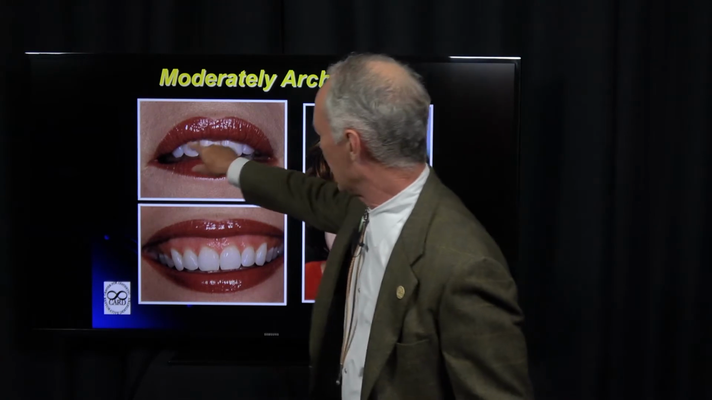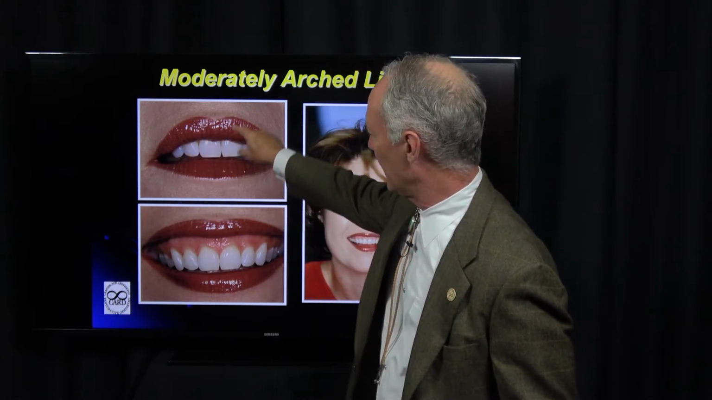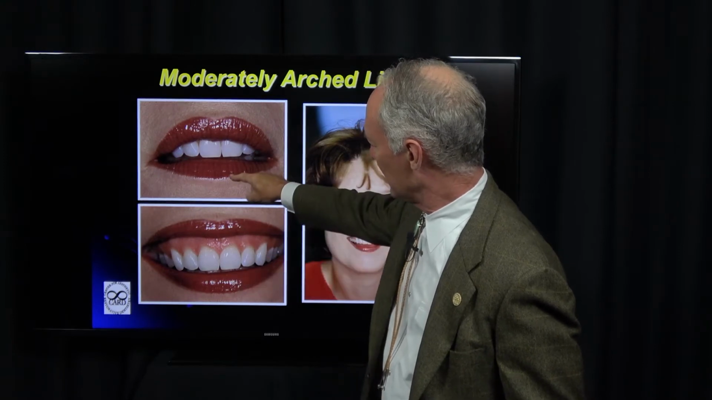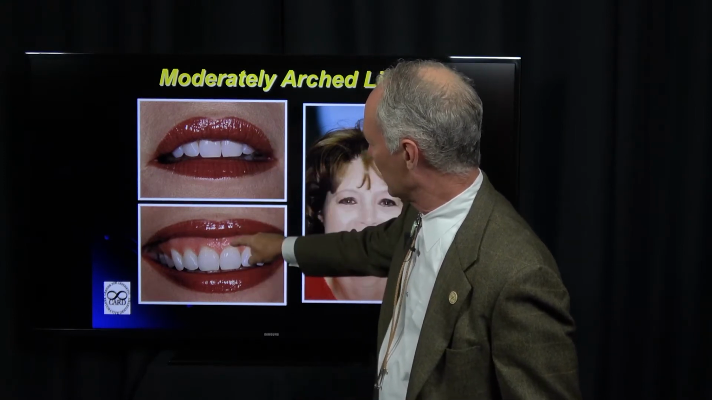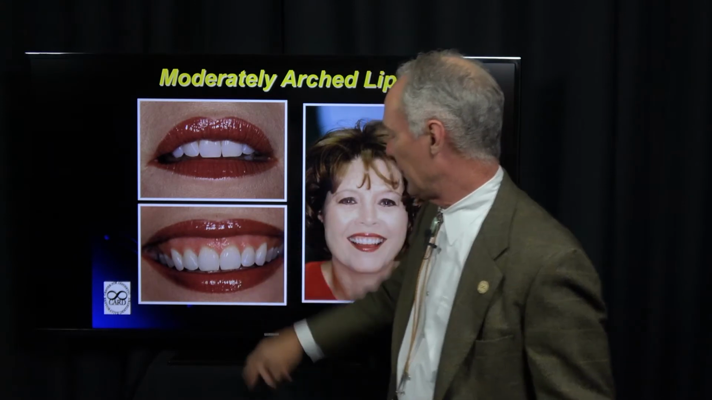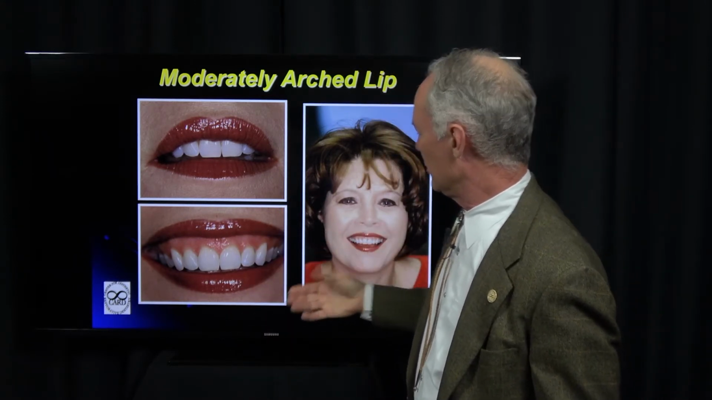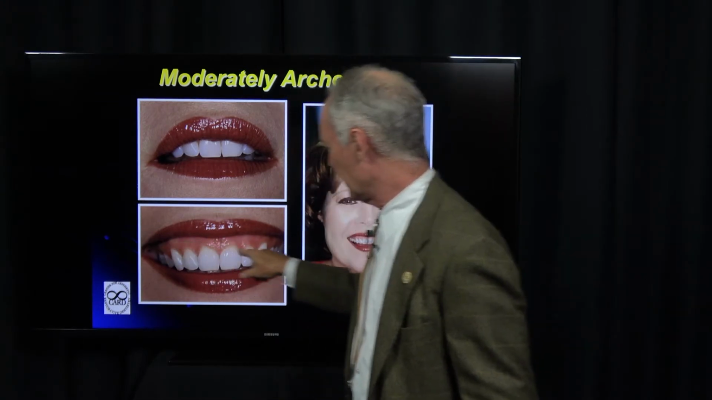And you can see about half of her tooth is displayed with the lip in repose. Then when she goes into full smile, from here to here is 5 to 7 millimeters. Now, would you correct the gingival line? It depends on how long those teeth are.